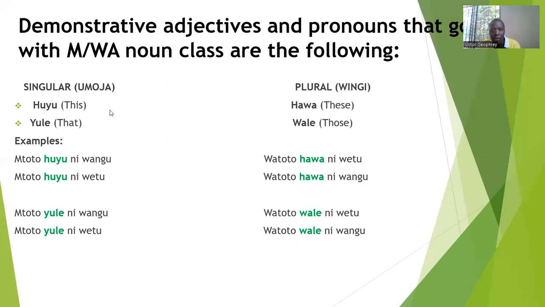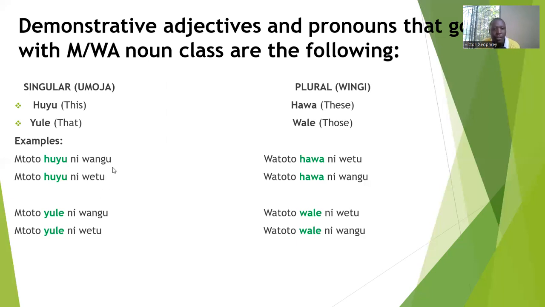Sometimes it can change to hiki, hichi, which we see in other noun classes. But under one noun class, this is used as huyu. So huyu is a demonstrative adjective under one noun class, which means this. Yule is a demonstrative adjective under one noun class, which means that. Hawa is also a demonstrative adjective, which means this. Wale also means those.